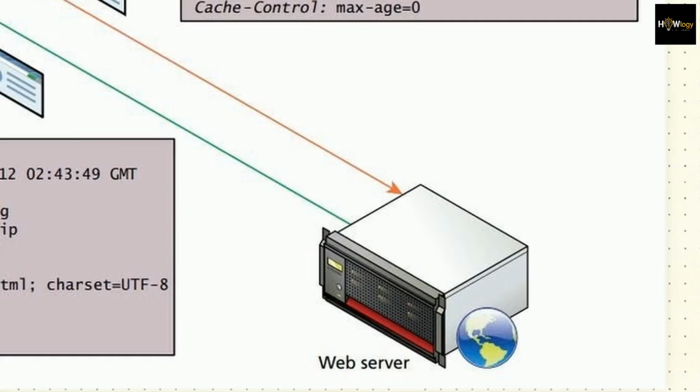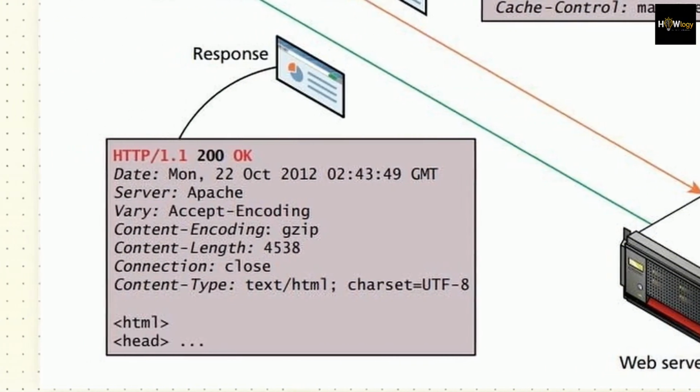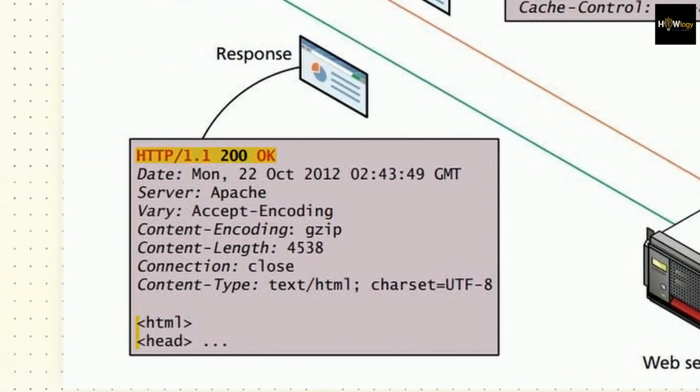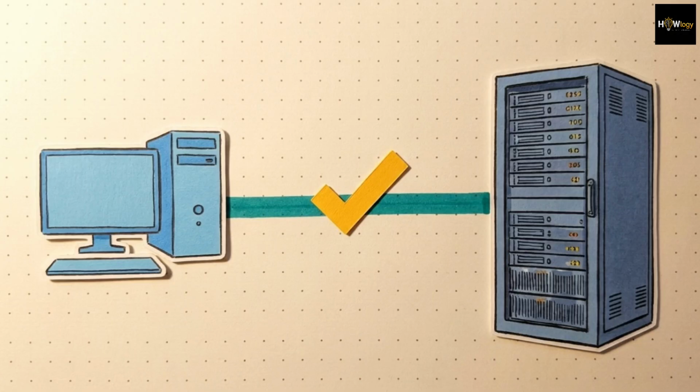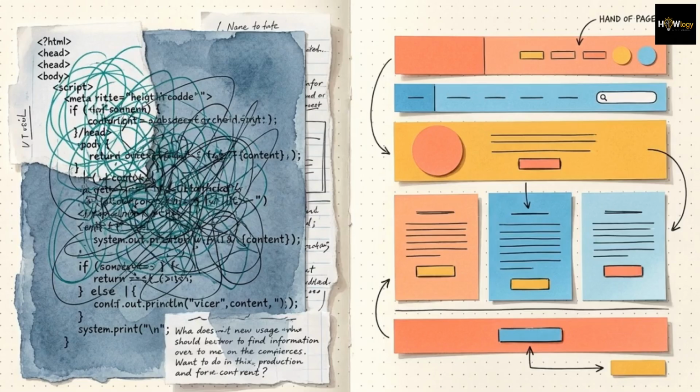Once the web server receives the request, it gathers the data and sends it back. We see that on the bottom left here, a standard HTTP 200 OK response, carrying the actual HTML payload. This highly orchestrated call and response protocol is the only reason your screen can instantly render a graphical, interactive web page instead of a wall of broken code.